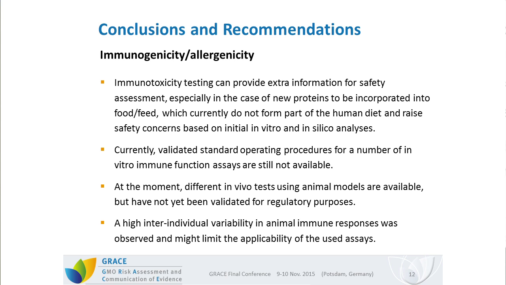At the moment, different in vivo test systems using animal models are available, but have not yet been validated for regulatory processes. A high inter-individual variability in animal immune responses was observed and might limit the applicability of the used assay systems.